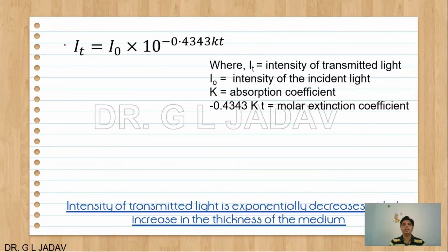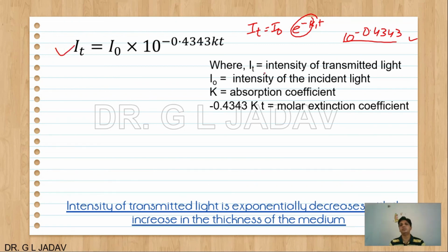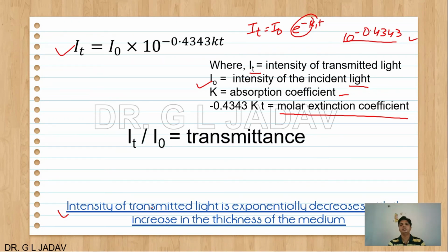So again, It is equal to I0 e raised to minus k1t. If we remove this e, we have to add 10 raised to minus 0.4343. This is a mathematical form, we are not going to deal with this. So this is the actual expression where It is the intensity of transmitted light, I0 is the intensity of incident light, k is the absorption coefficient, and this will be the molar extinction coefficient. So the intensity of transmitted light decreases exponentially with increase in the thickness of the medium. So it is a thickness dependent law.